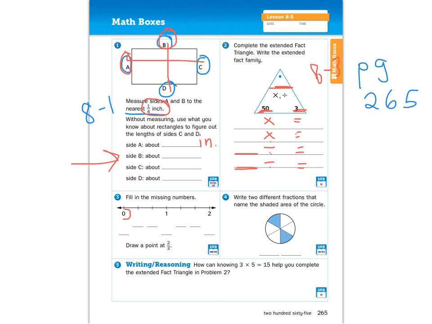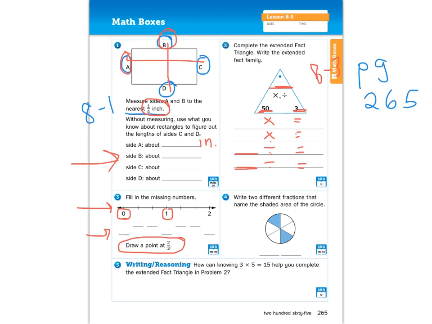Look right here, though. Here is 0. Here is 1 whole. Be careful when you are labeling those fractions. And I want you to label fractions for all of these little lines that are down here. And then it tells you to draw a point at 2/3. So on this number line, you're going to draw a point.